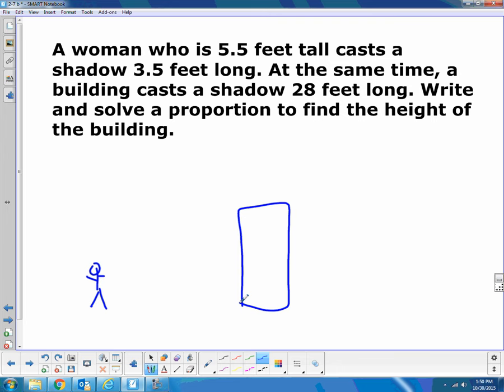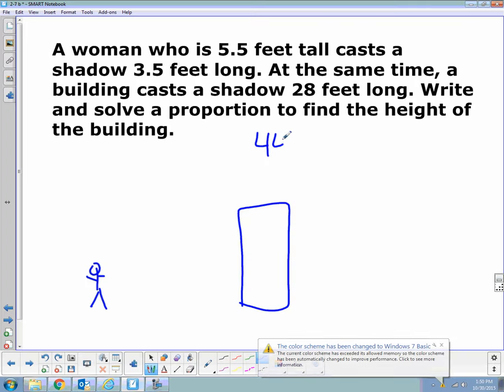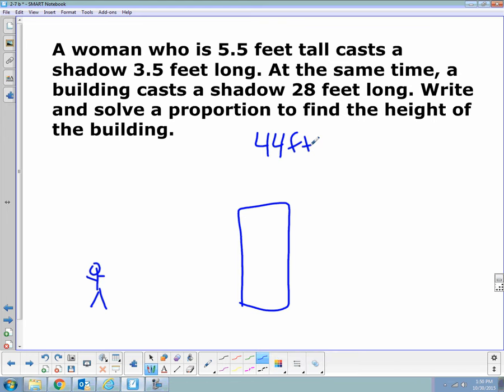I'm assuming you paused it. I'm assuming you tried it on your own. Again, if you didn't do the work, don't just wait for me to give you the answer. That's not learning. And the correct answer for this one is that the height of the building is 44 feet tall. 44 feet is the correct answer for this one. If you didn't get that answer, watch the linked video and see how it's set up.